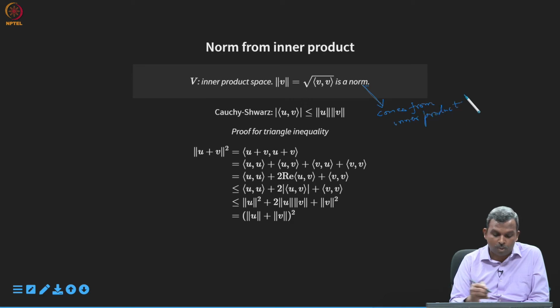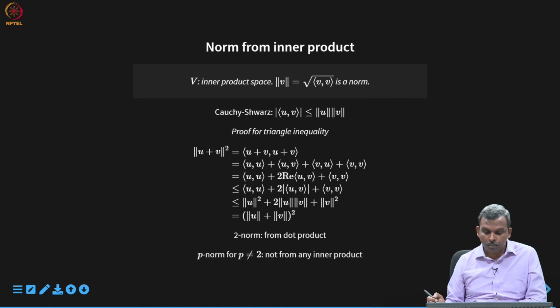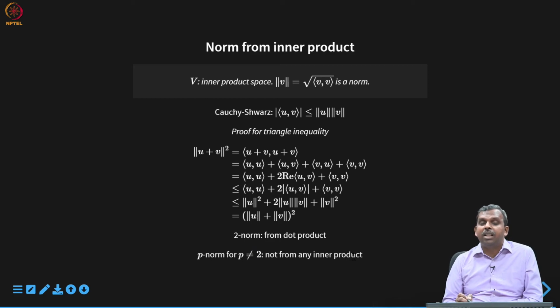These kinds of norms are very nice. We will mostly study these kinds of norms. You can see the 2 norm comes from the dot product, the familiar dot product, or the dot product in complex space if you want. It turns out the p norm for p not equal to 2 is not from any inner product. These are slightly interesting problems to think about. So the 2 norm is special for this reason. The 2 norm comes from a dot product, so you also have an inner product associated with it, and it's very nice to deal with.